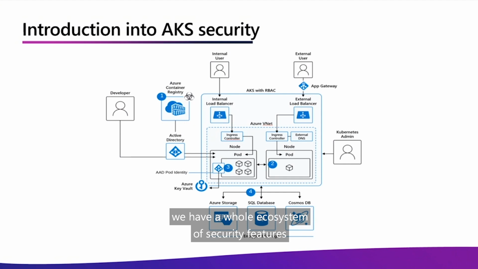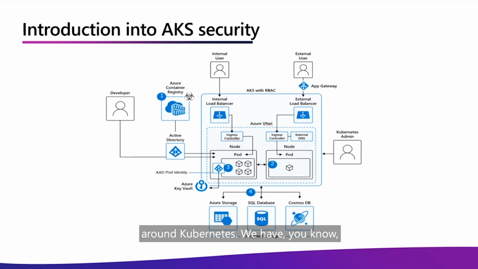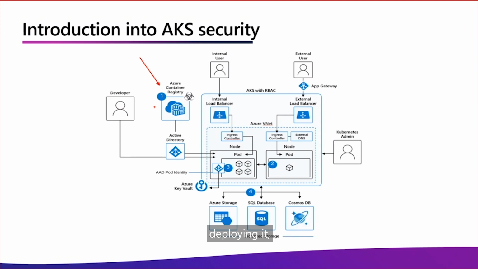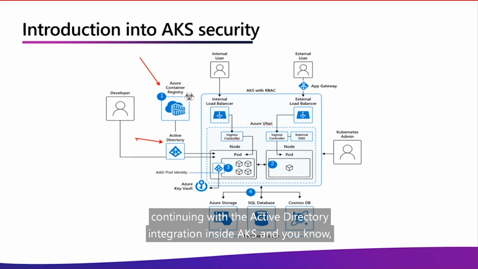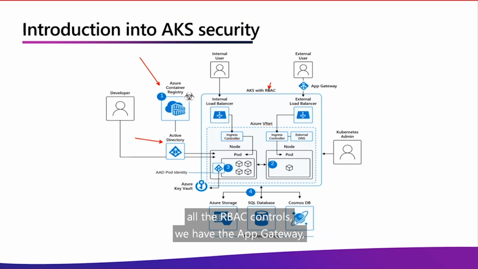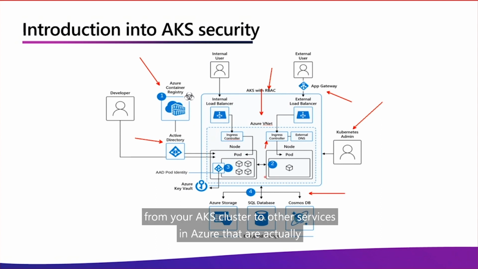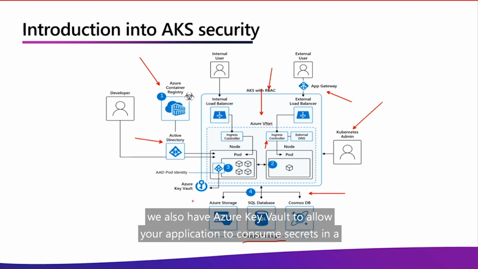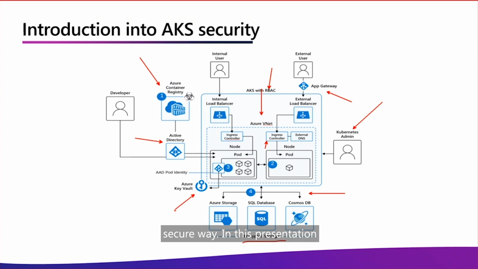In Azure, we have a whole ecosystem of security features around Kubernetes. We have, starting from the container registry where you can scan your image before deploying it, continuing with the Active Directory integration inside AKS, and all the RBAC controls. We have the app gateway. We have the Kubernetes admin secured. You can apply policy at the ingress controller. You can apply network policies. And not only that, but you can also have encrypted communication from your AKS cluster to other services in Azure that are actually encrypted at rest. And finally, we also have Azure Key Vault to allow your application to consume secrets in a secure way.